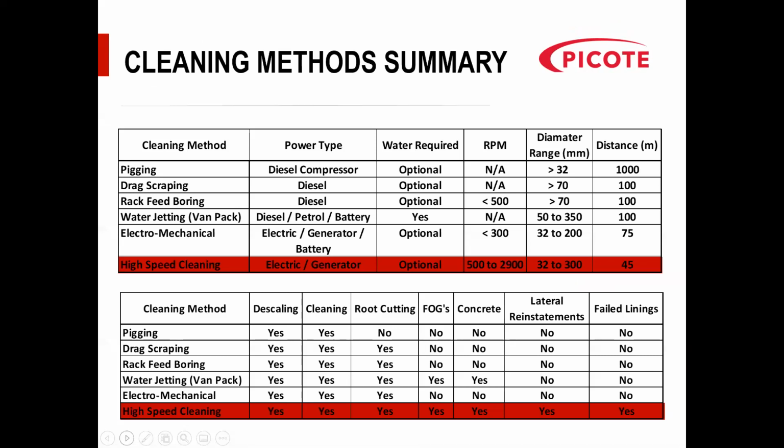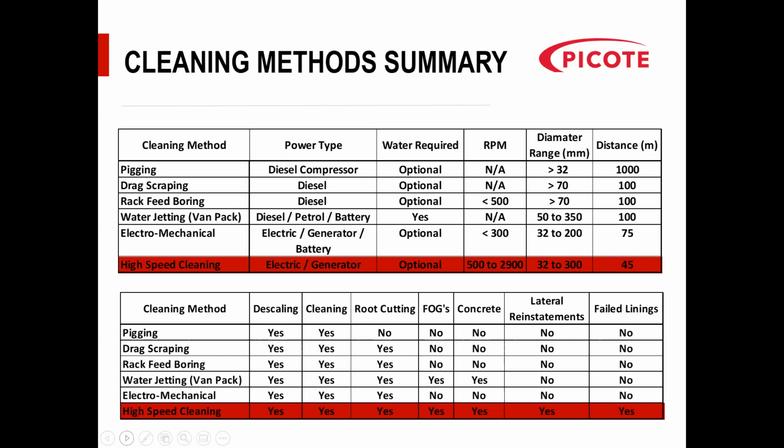So a quick summary really, I've got a table here. What we've looked at is the cleaning method, and you look at the power type. With pigging, if you're going to use water, then you use the flow of the water from the water main. If you're going to use compressed air, then you're going to have a diesel compressor. Dragscraping involves a winch, rack balling requires power as well. Water jetting van packs are available in diesel, but we're now moving away from diesel. So you've got petrol, and Rearnid have also got a battery powered jetting machine as well.